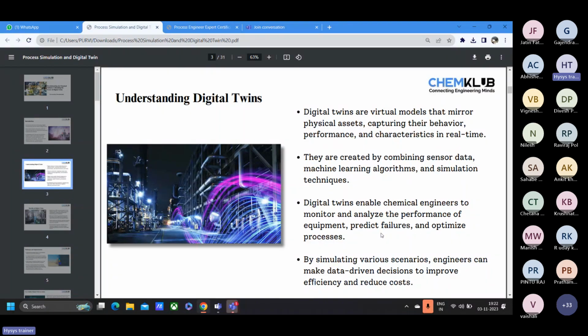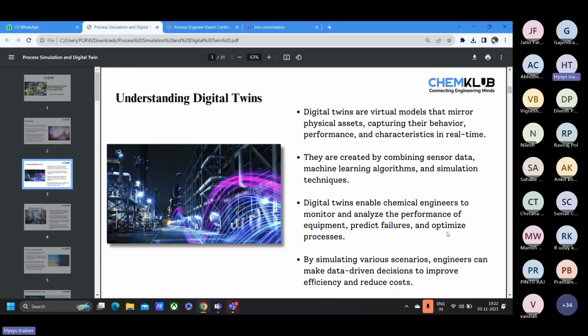Then you can have failure prediction. Before failure, you can predict that, okay, this equipment is going to fail. So then you can plan your shutdown, or if there is a standby equipment, you can take the standby equipment in line, and then carry out maintenance on this equipment and analyze which parameters can enhance the failures, so that you can avoid those operating windows.